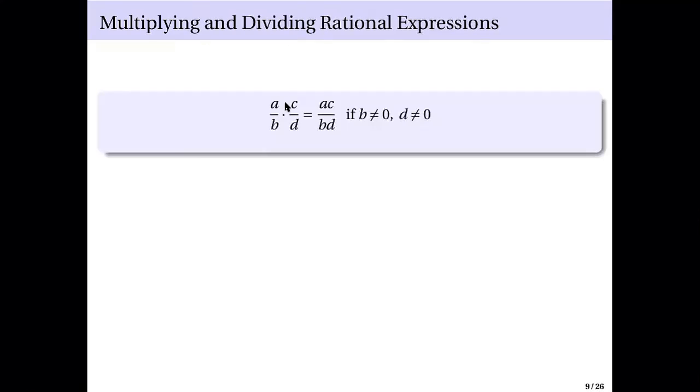so we recall the multiplication of fractions in the set of real numbers. You have a over b times c over d. All you need to do is to multiply the numerators and multiply the denominators. And those will be the numerator and denominator respectively of the product. So this guy here will be equal to AC divided by BD. And of course, we are assuming that B is not equal to 0 and D is not equal to 0. Okay, so this is multiplication.